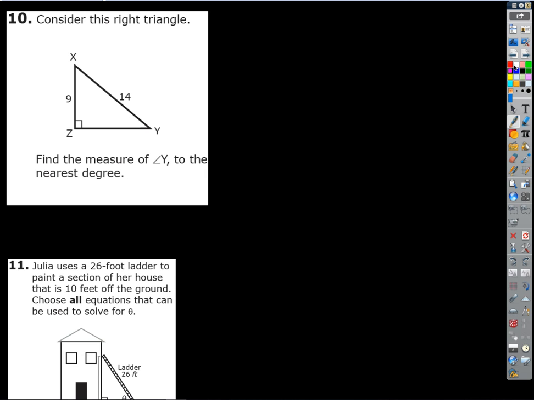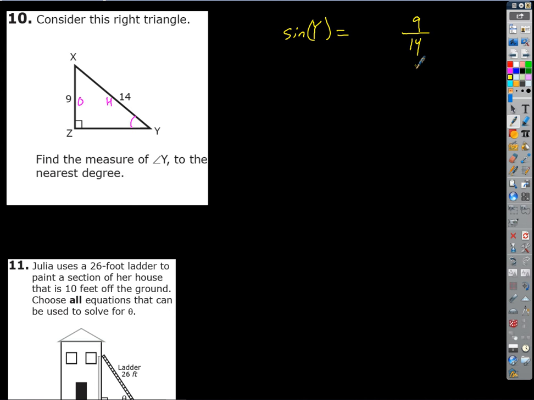So if this is angle y, which of the trig functions is going to be the one that we would want to use that would connect those sides that have lengths of 9 and 14? Sine, cosine, or tangent? Opposite over hypotenuse. Good. So we've got opposite and hypotenuse, so that'd have to be a sine, wouldn't it? So we get sine of y is equal to the ratio of 9 over 14. Okay, so the question is just, how do we undo a sine function?